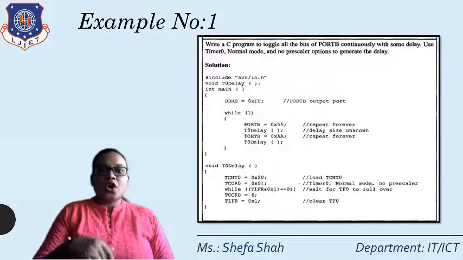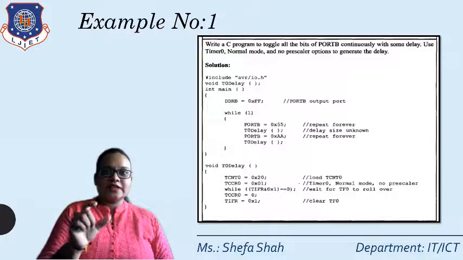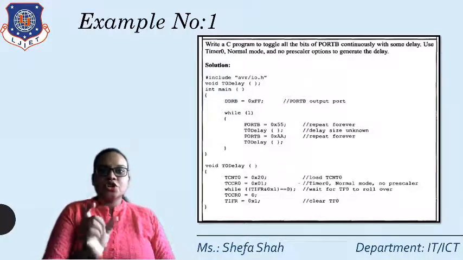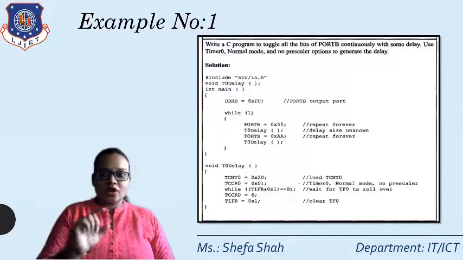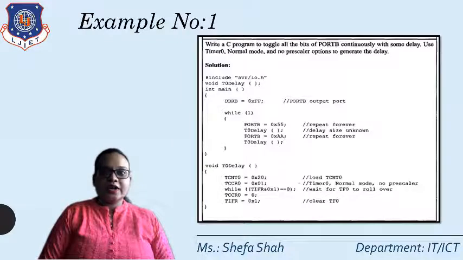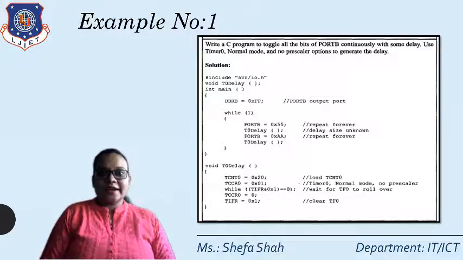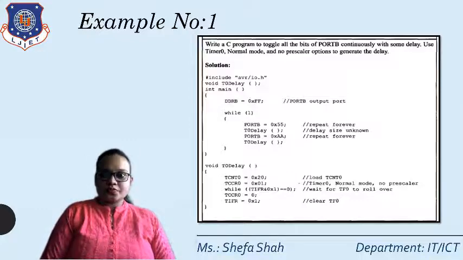Then we are calling some delay, the function named T0Delay with brackets. After that we need to toggle that data. The toggle of 0x55 is 0xAA, so again we pass PORTB equal to 0xAA. Here we passed direct data, as we know what the toggle of 55 is.